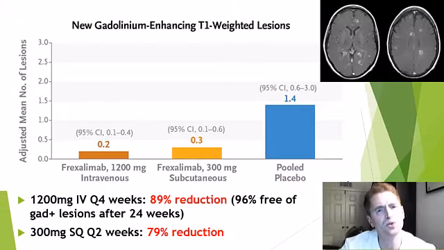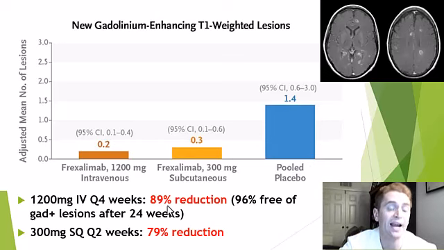The primary outcome of the study was new gadolinium enhancing or active lesions, which look like this on MRI scans. And you can see the high dose Frexalimab, 1200 milligram IV dose, there were only 0.2 new lesions on average. For the subcutaneous group, it was 0.3 versus 1.4 for placebo. So an obvious and statistically significant difference. It works out to an 89% reduction for the higher dose IV group.